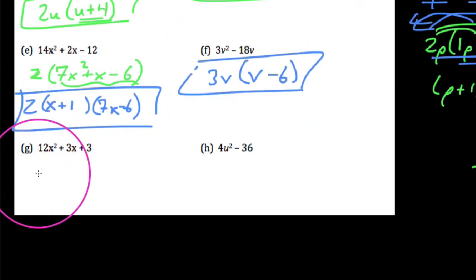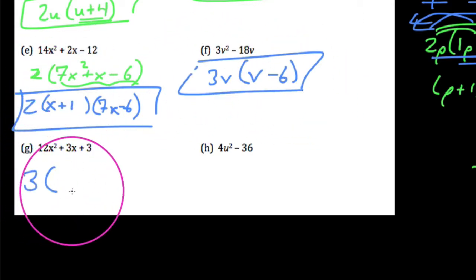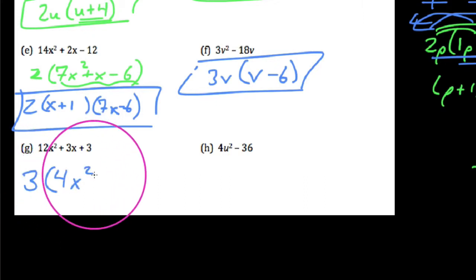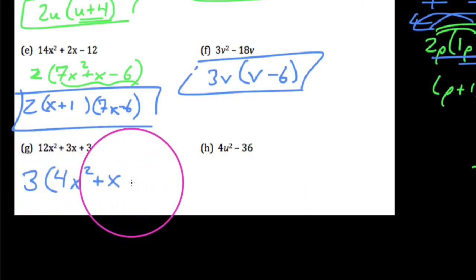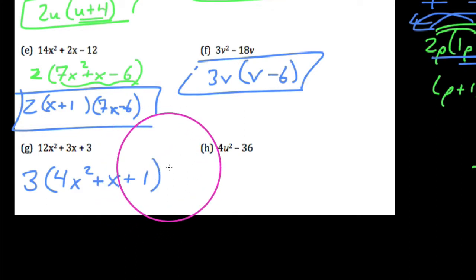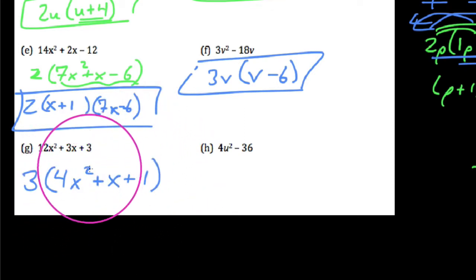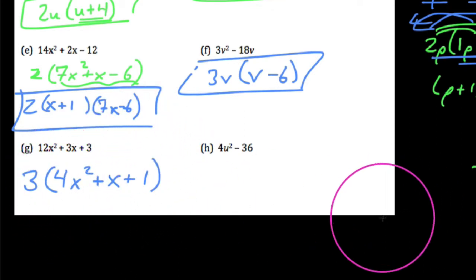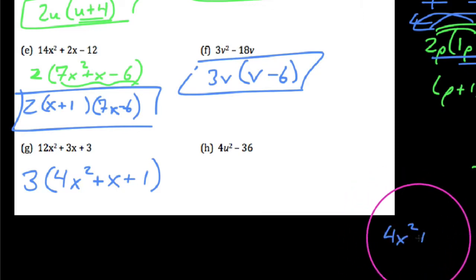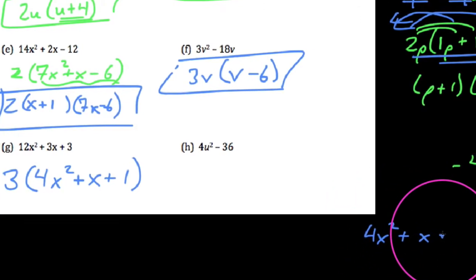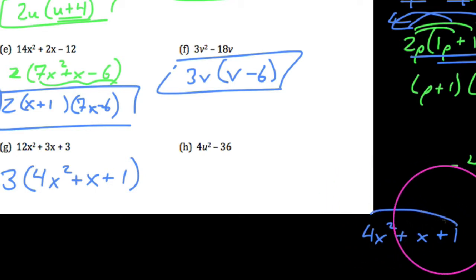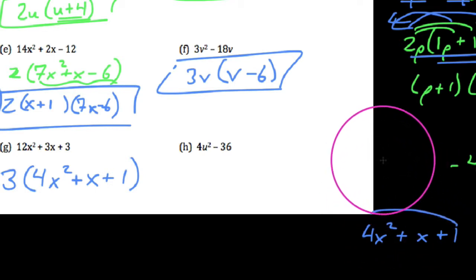This last one looks like they all have a 3 in common. So let's take 3 out. I would get left with 4x squared plus 1x plus 1. And say, well, I don't know, is this factorable? We could check this out right here. So we say 4x squared plus 1x plus 1. If I multiply my leading coefficient times my constant term, I get 4.